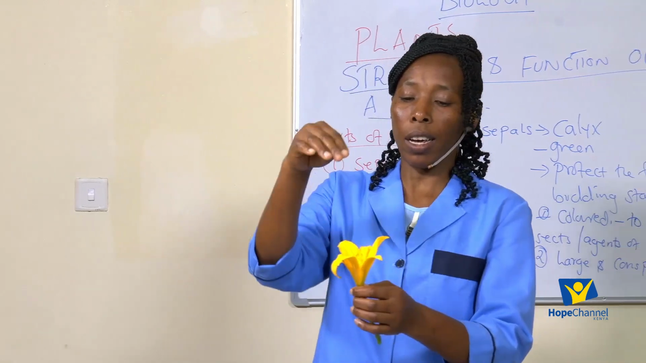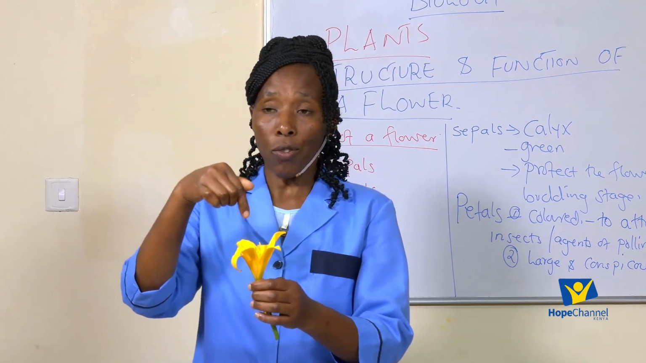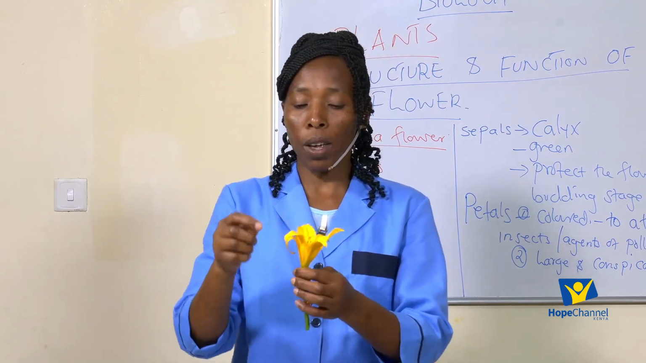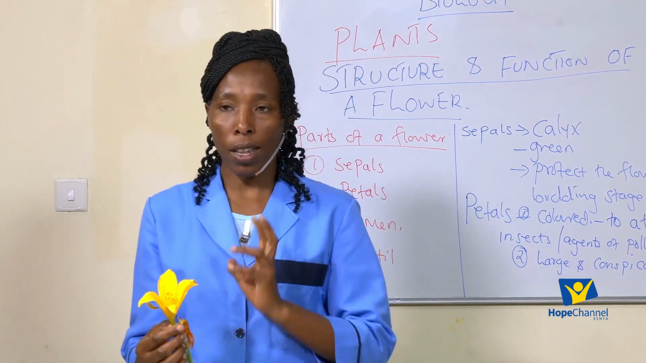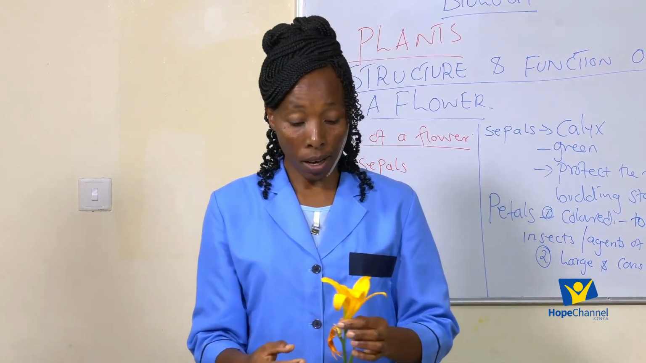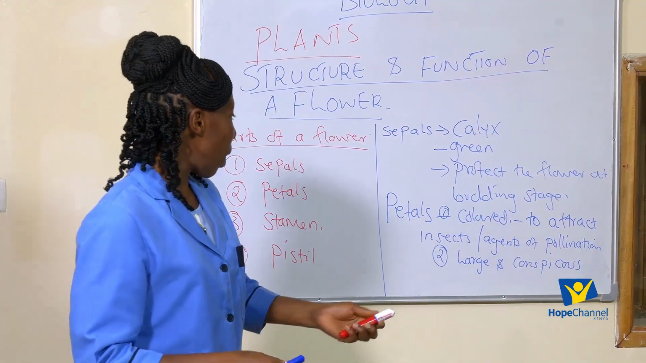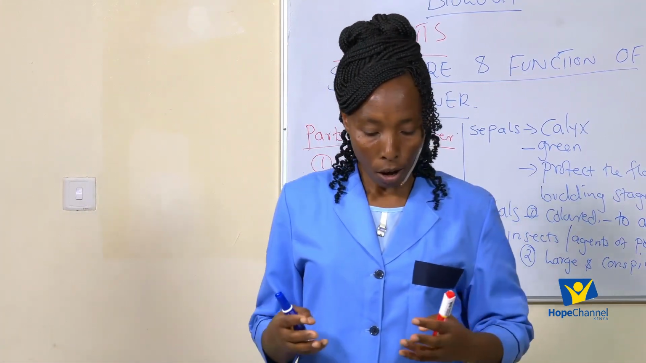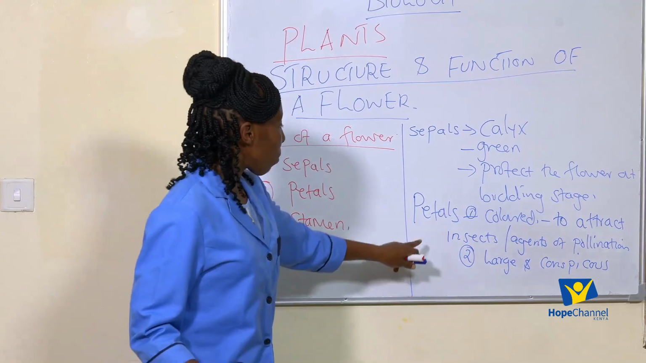So we expect the insects to do what? To land on the petals. As the insects search for nectar, what happens? They end up picking the pollen grains from the flower. So in a way, we are saying all insect-pollinated flowers have petals that are colored to attract the insects so that the insects can carry out pollination. So that is what we talk about the petals. And then we've said they are large, they are conspicuous, they can be seen from a distance. Now that is about the petals.